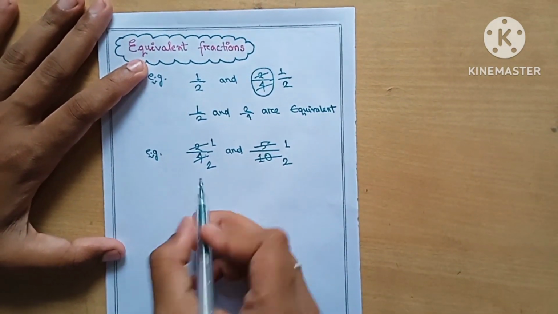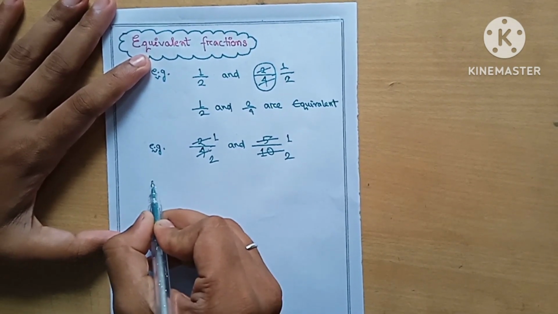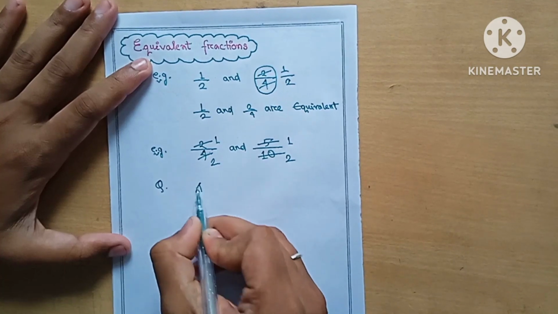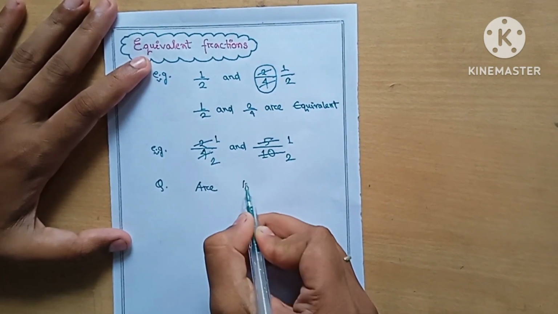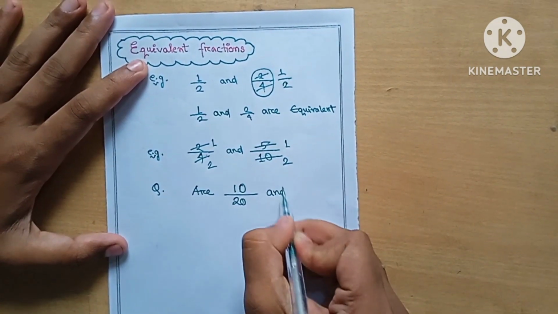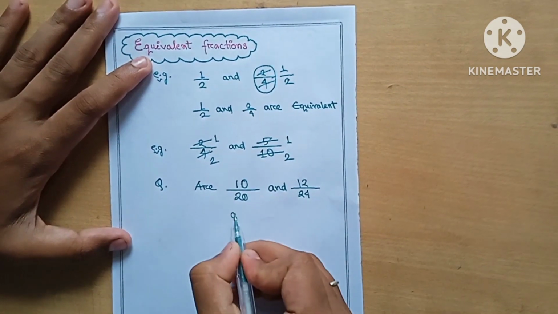Okay students, now see the question: are 10 by 20 and 12 by 24 equivalent?